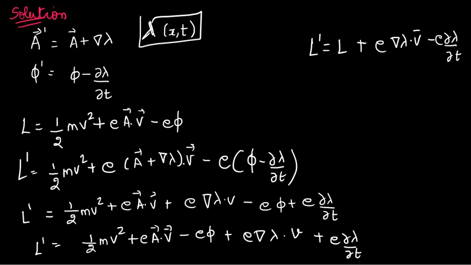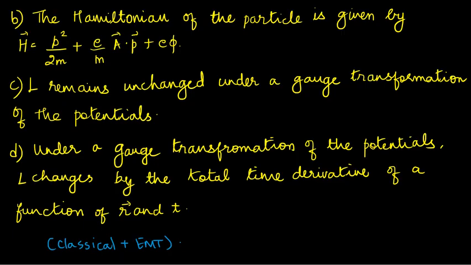So your L prime, that is the transformed Lagrangian under gauge transformation, the new Lagrangian, depends on lambda. So this lambda depends on x and t. Hence, if you see option D, under gauge transformation of the potentials, L changes by a total time derivative of a function of R and T. So this is the suitable option and it is correct.